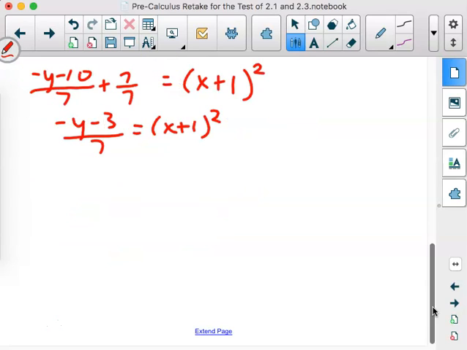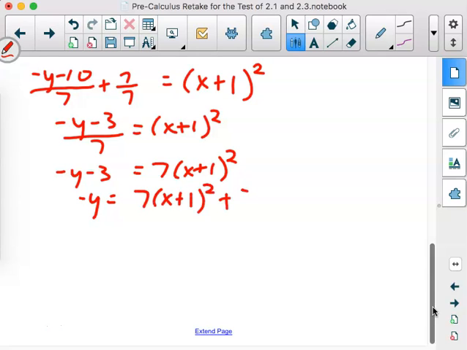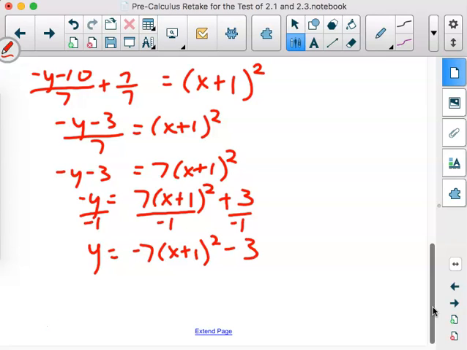So you could go ahead and move the negative down with the 7 now, and you wouldn't have any trouble, but I'm just going to move things back as they are. So I'm going to multiply both sides by 7, and then add 3 to both sides, and finally divide all terms by negative 1. Now, I say all terms because there are actually 3 of them here. So y equals negative 7 times the quantity x plus 1 squared minus 3.